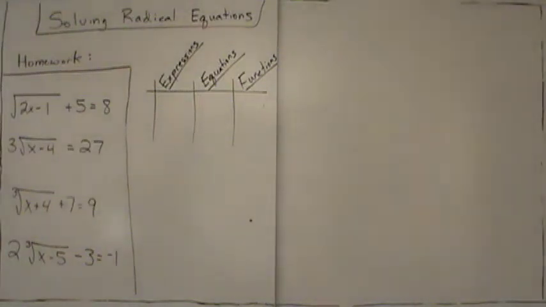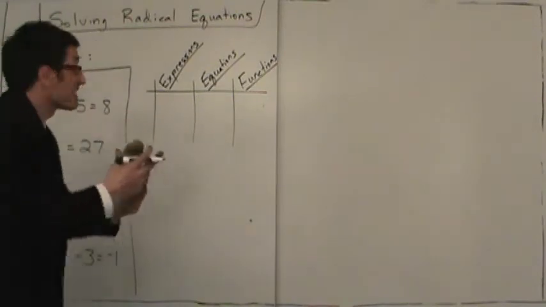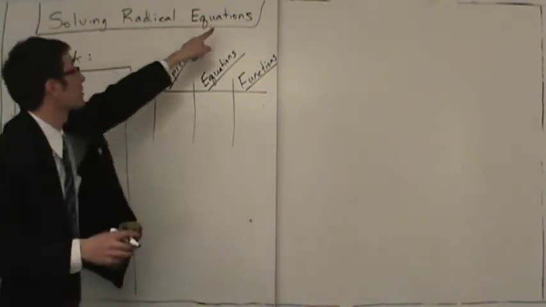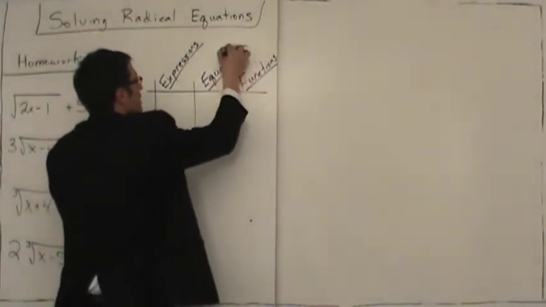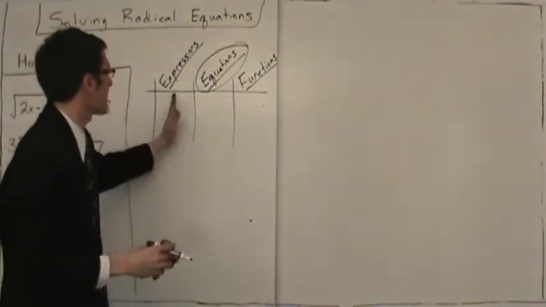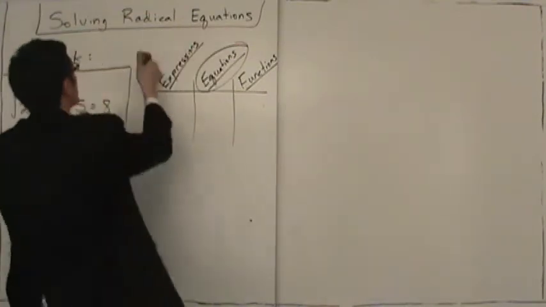Okay, welcome back. This is our fifth and final snow day video, and today we're moving into a slightly different realm. This is solving radical equations. So we're actually moving out of the realm of expressions for a moment, and we're jumping over to the realm of equations. Remember that algebra has three branches. So today we're going to be solving the radical equation.